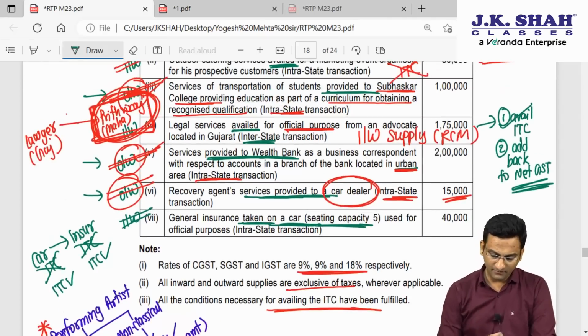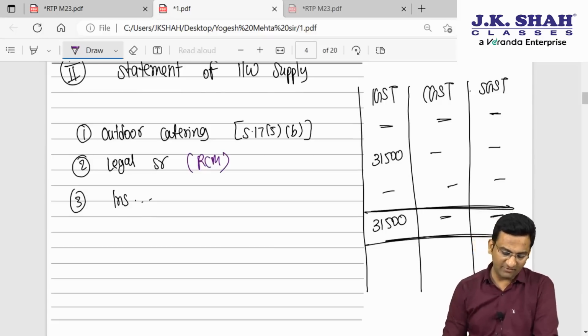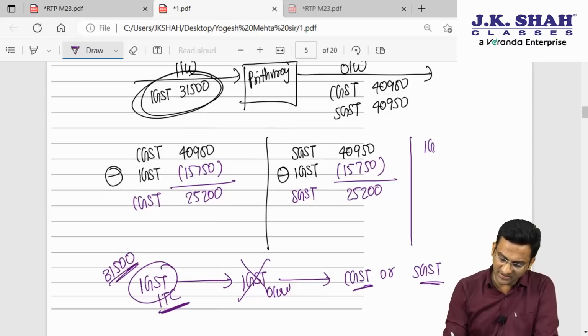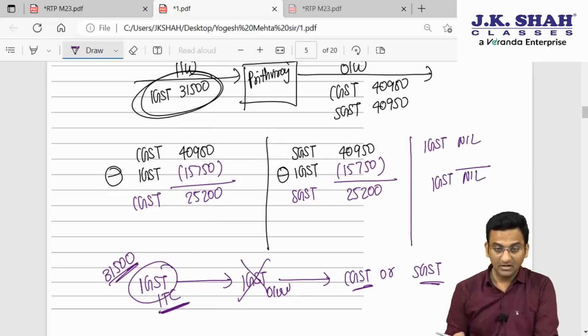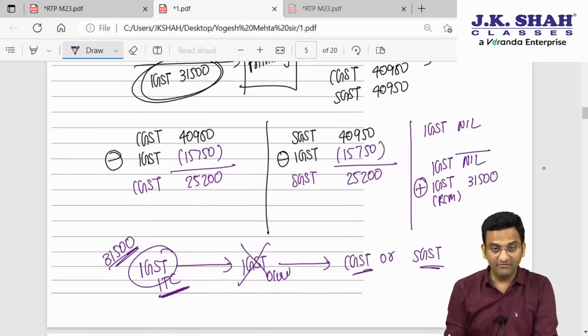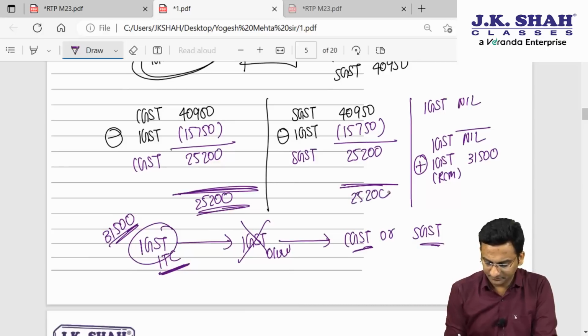Now tell me, lawyer services were covered under RCM. This was covered under RCM. And we have deducted 31,500. So we have to add back IGST 31,500. And what is your IGST outward? It's nil. So your IGST payable is nil, friends. And adding back IGST under RCM, it was 31,500. So finally, friends, your tax payable is CGST 25,200 and SGST 25,200 and IGST will be 31,500.